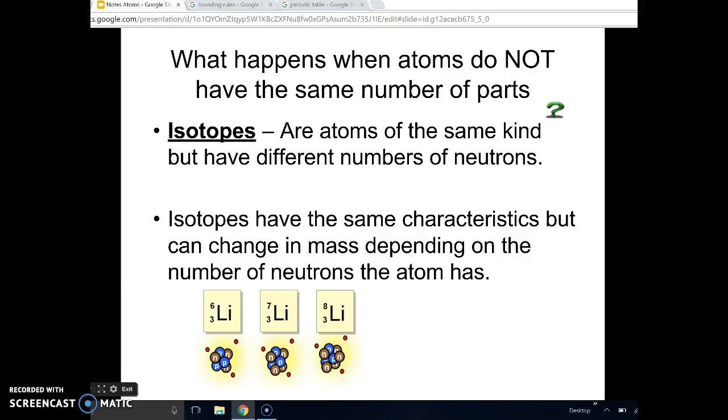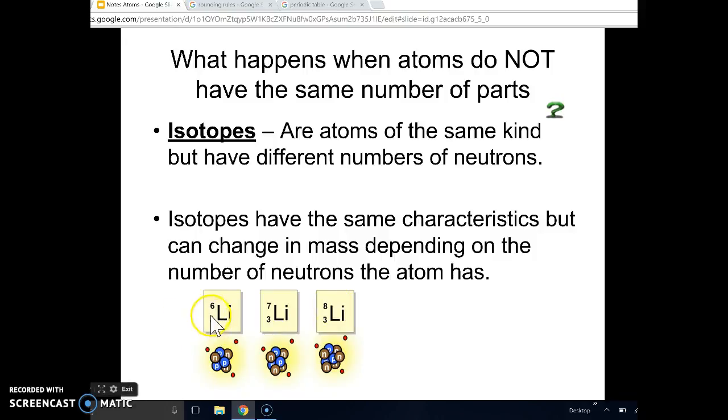So when we look back, isotopes are atoms of the same kind but have different numbers of neutrons. Isotopes have the same characteristics as the other atoms, but they change in mass simply because of the changing number of neutrons. Going back to lithium that we used in the previous example, lithium is always going to be atomic number 3, as shown in this bottom corner. But you can find lithium out in nature that has 6, 7, or 8 as a mass.